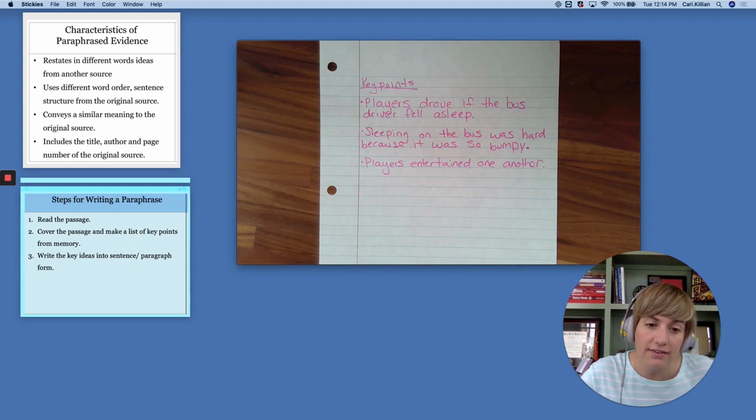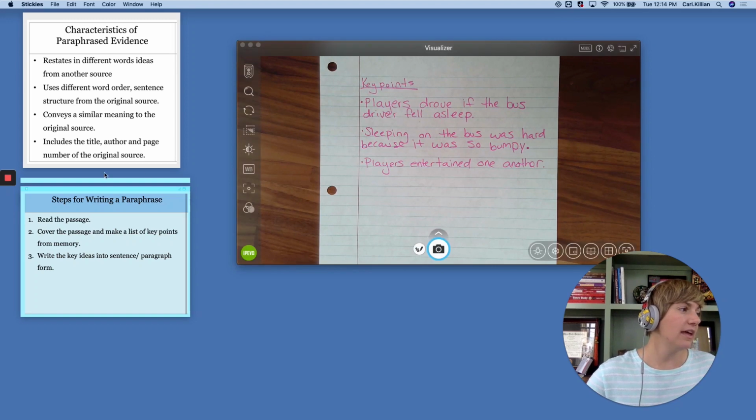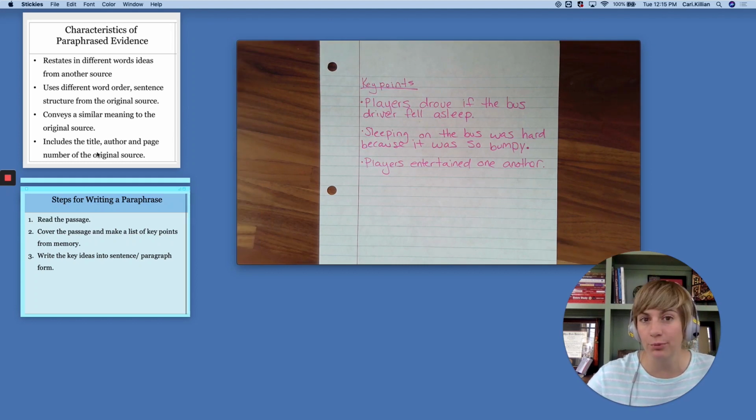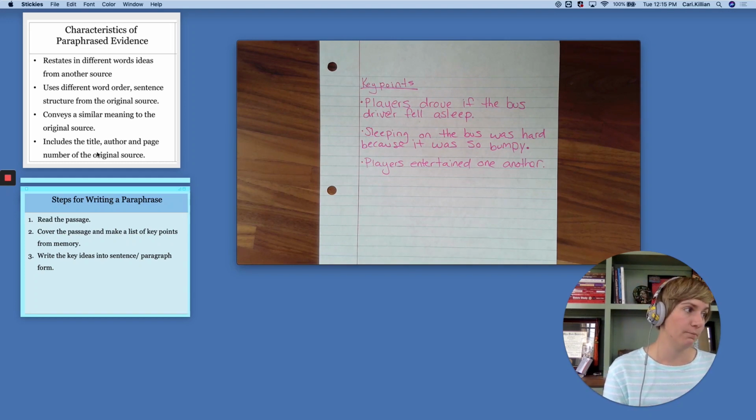As I do this, I'm going to want to make sure that I go back up here and I include the title, the author, and the page number of the original source. That's really important to do when you're paraphrasing, because remember, you don't want to plagiarize or to take someone else's work as your own. All right?